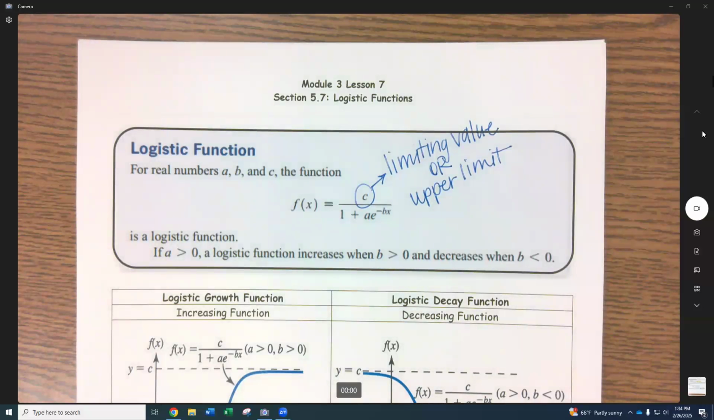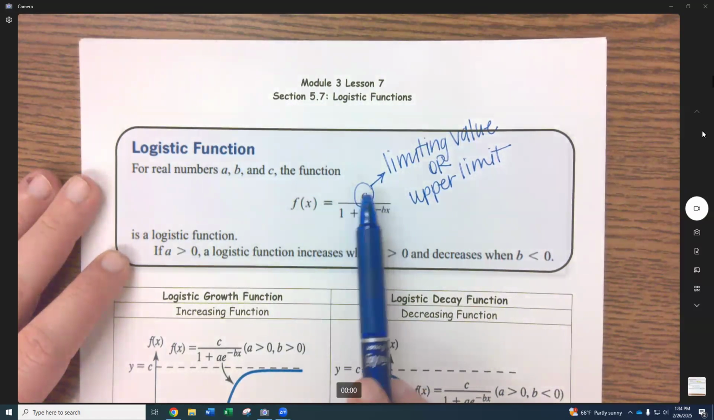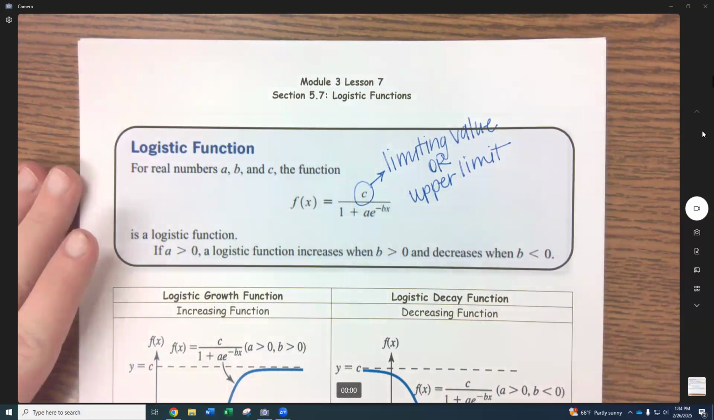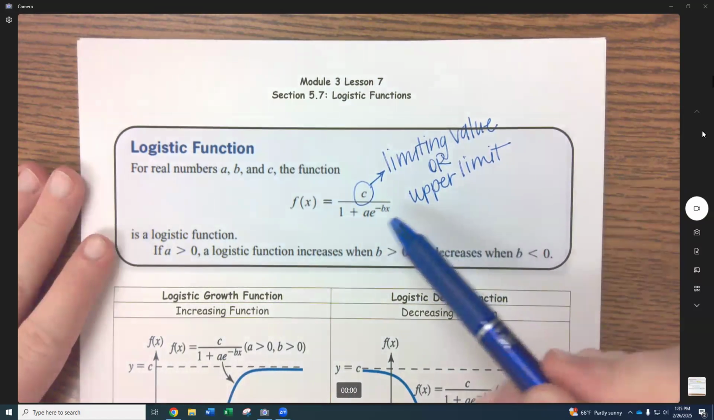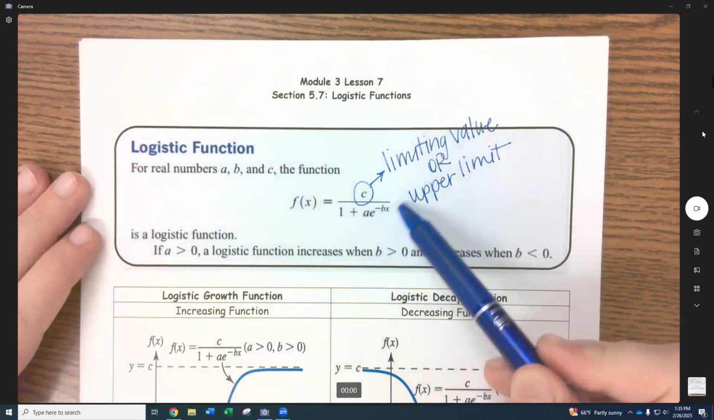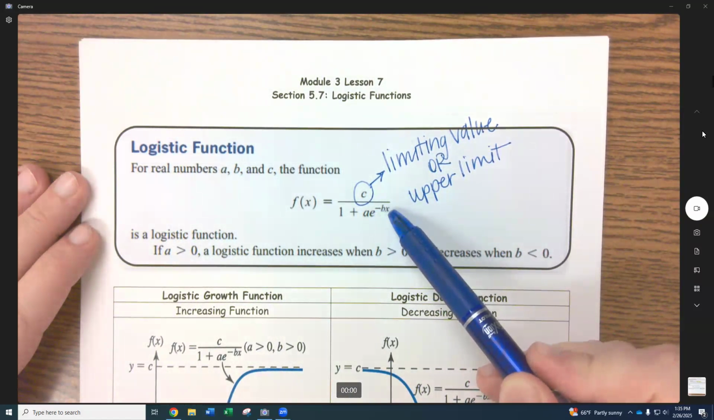So before we go over examples involving logistic models, we do need to understand what a logistic function is. Here's my most basic form of a logistic function: C over 1 plus A e to the negative BX power. The reason this is in module 3, all about exponentials, is that it does have an exponential component in there, that e to the negative BX power.